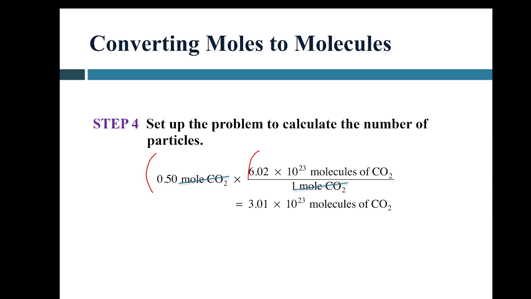If you want to save yourself some time writing this in a calculator, is there a shortcut? Yeah, you can just take 0.5 times 6.02 and then write the times 10 to the 23, because the order of operations allows you to do this first, right? So I can just do that and leave the times 10 to the 23rd alone. Okay, so that's going to give us 3.01 times 10 to the 23 molecules of CO2.